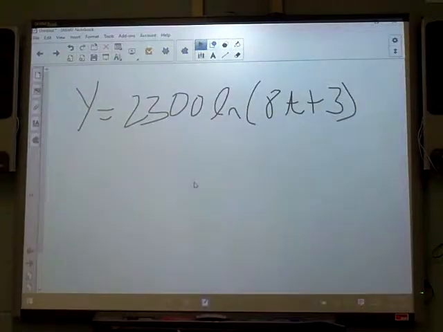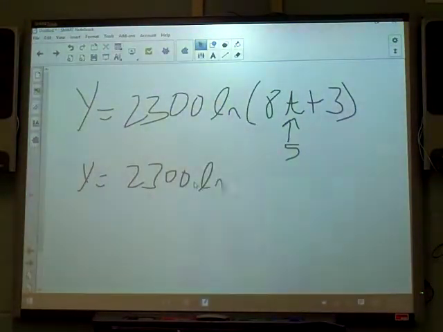So 5 years would be our T, so we put a 5 in for the T. If I'm putting a 5 in there, because that's what the question asked for, 5 years, 8 times 5 is 40, plus 3 is 43. So all I got to figure out is 2300 times the natural log of 43. So that's a straight up calculator problem. I did the natural log of 43 first, and then I times that by 2300. You end up getting an ugly decimal, but we're rounding to the nearest whole chainsaw, and I got 600.